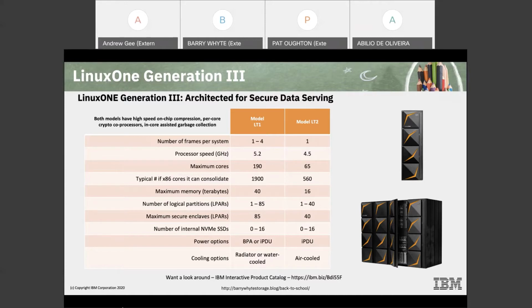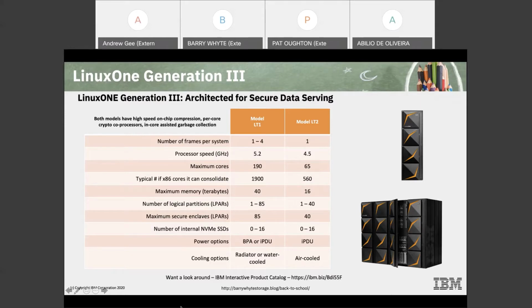A typical core consolidation for the LT1s is 10:1. But depending on what the workload is, if it's just dev test workloads, you'll get 30:1. So you could see up to 8,000 core consolidation, tiny little machines onto 4 frames.